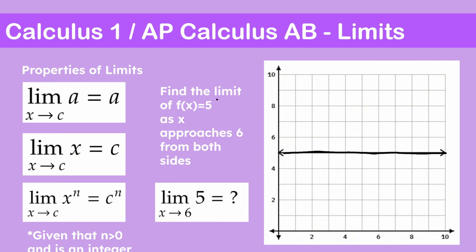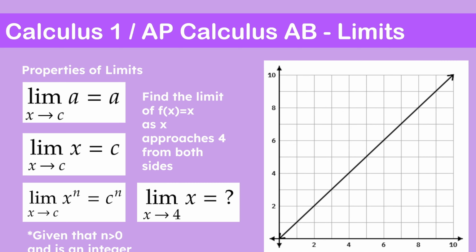For this question, it says find the limit of f of x equal to 5 as x approaches 6 from both sides. So the function is y equals 5, and we're trying to see what value it approaches when it gets really close to 6. This is 6 over here, and we're trying to see what happens over here. From the left, it just stays constant. It's always 5. So from the left it approaches 5, and from the right it also approaches 5, which means that the limit of 5 as x approaches 6 is just going to be 5.